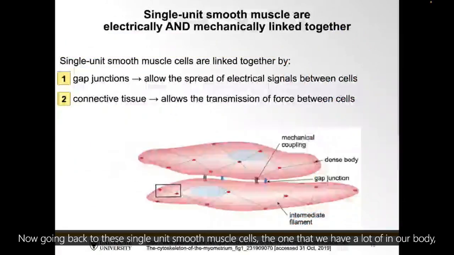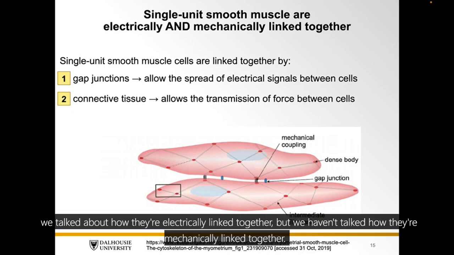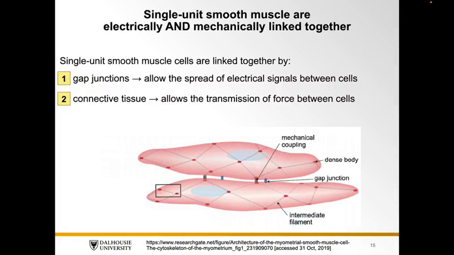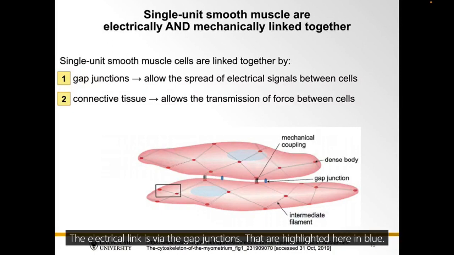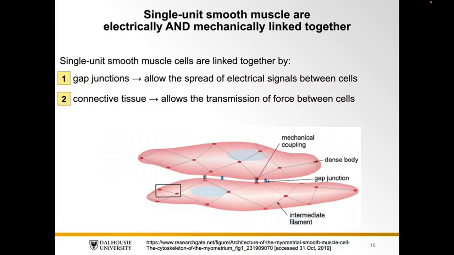Now, going back to these single unit smooth muscle cells, the one that we have a lot of in our body, we talked about how they're electrically linked together, but we haven't talked about how they're mechanically linked together. The electrical link is via the gap junctions that are highlighted here in blue. That's where the ions can pass from one cell to the other.